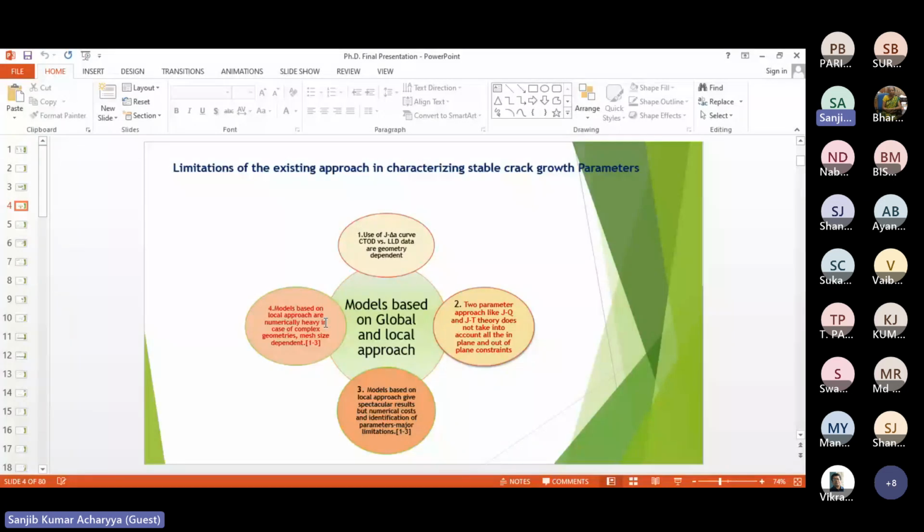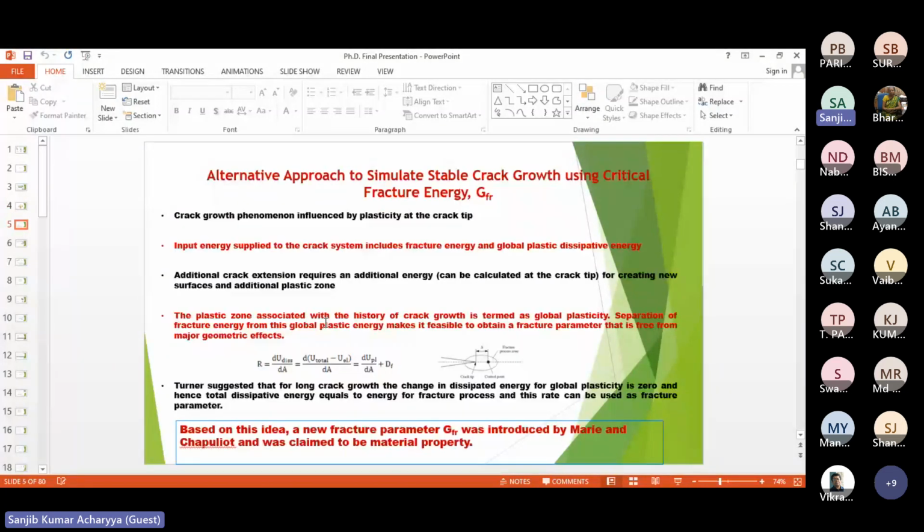So what is the current situation? The JR curve is popular and widely used, partly resolved with the two-parameter theory, but not completely resolved. So in the fracture mechanics community, it was always desired that if a representative fracture parameter is available, which can be a material property, that can resolve the issue and will be of immense advantage in application. Because of this, many people are working on the fracture parameter. And then an alternative approach came from the French researchers, Stéphane Chapuliot and Stéphane Marie.